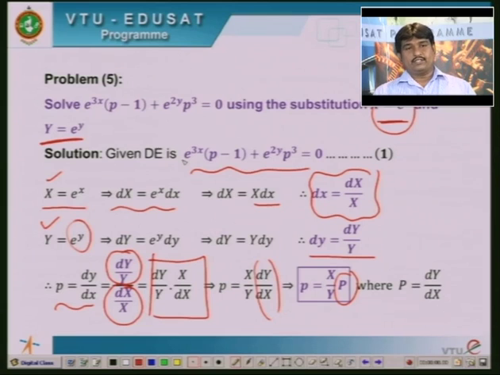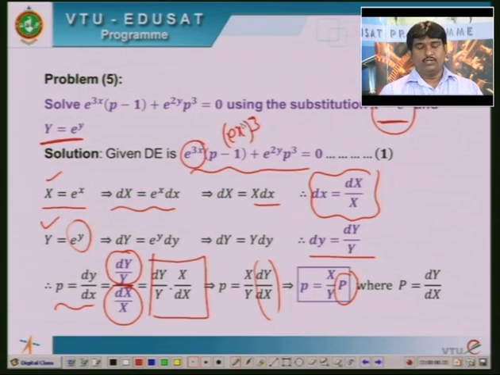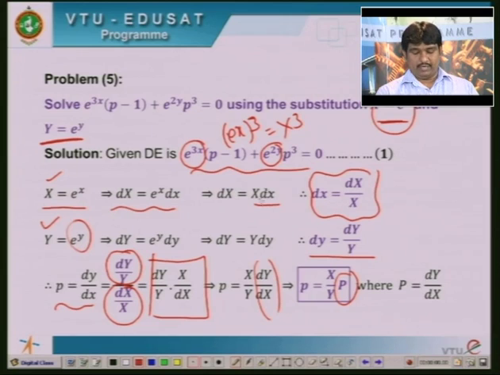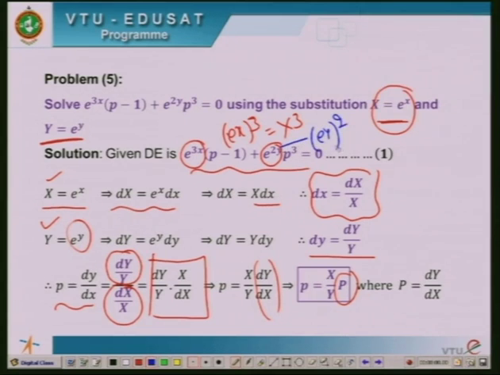E to the power of 3x is nothing but e to the power of x the whole cube. This part can be written as e to the power of x the whole cube. E to the power of x is capital X. So this becomes capital X cube. Similarly, e to the power of 2y can be written as e to the power of y the whole square. E to the power of y is capital Y, so this is capital Y square.